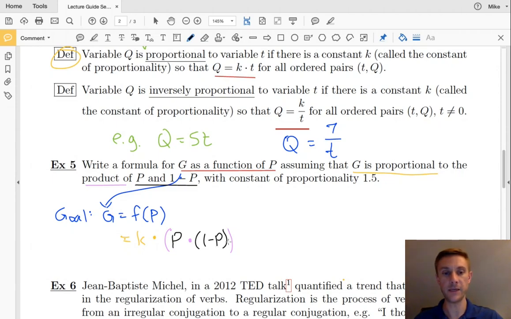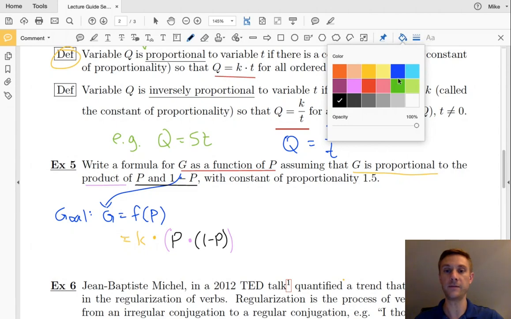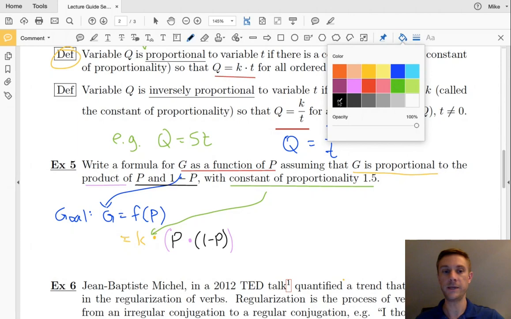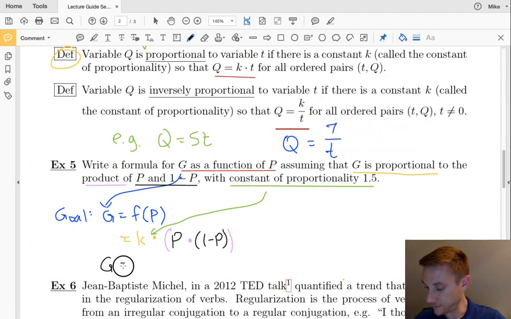And then the last thing here, this is a pretty decent formula, except that it still has this unknown constant k. So just to round out the last little bit of information that we could possibly squeeze out of this very detailed sentence, the constant of proportionality 1.5 is going to give us the value of k. So when all's said and done, we can maybe get rid of some of the color because it kind of looks like a kid threw up a paint palette all over this. We've got k, which was 1.5. We've got p. We've got 1 minus p.